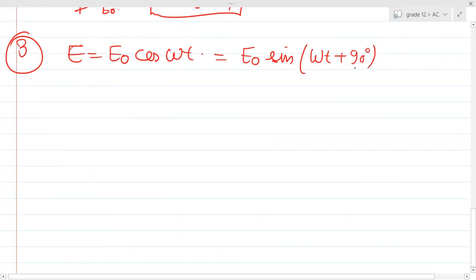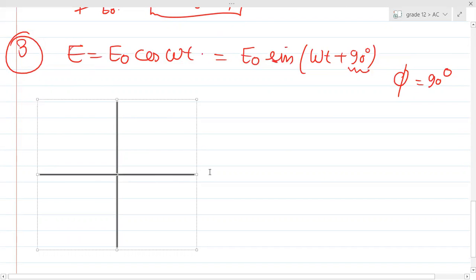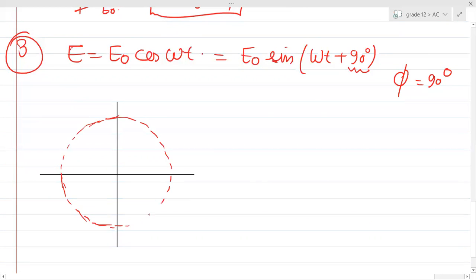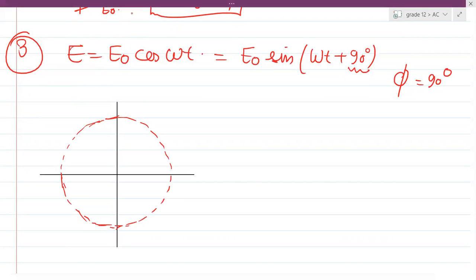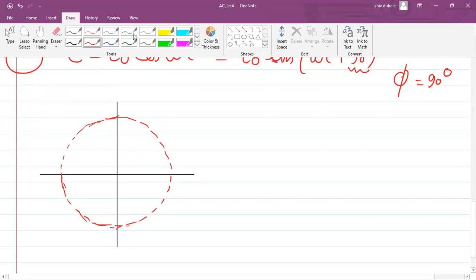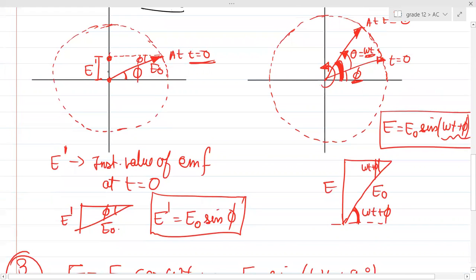So basically it's a phasor which has the initial phase of 90 degree. That implies this phasor does not start from the mean position. It starts from the E dash. What will be the value of E dash when this angle becomes complete? Can you see? E dash and E naught will become equal at that time.